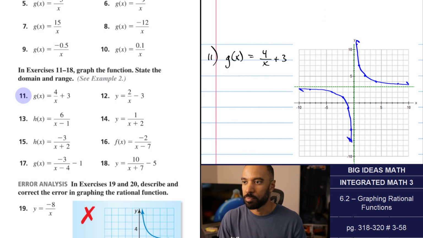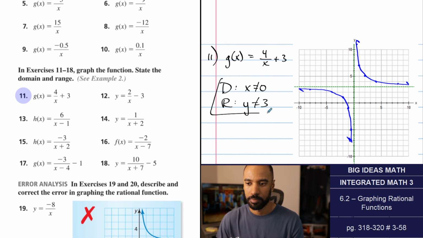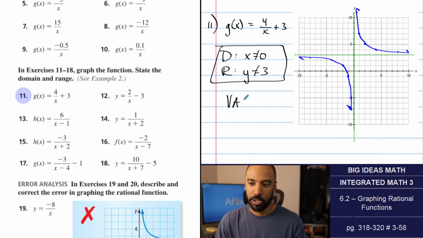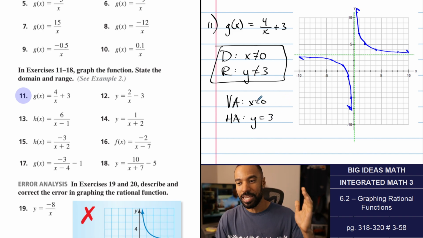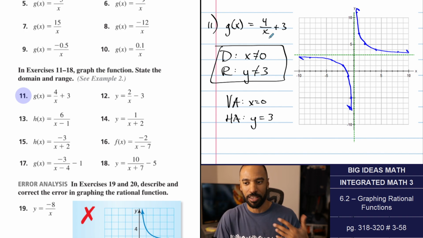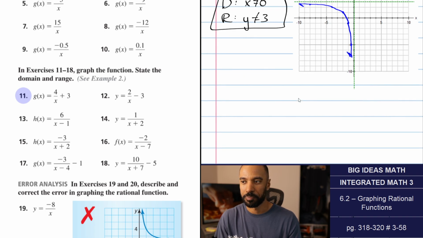And domain and range. Domain, x can't equal 0. Now this is based off the asymptotes as well, but x can't equal 0. Range, y can't equal 3. That's how we're going to state those. In future problems, we might talk about, hey, vertical asymptote is at x equals 0. Horizontal asymptote is at y equals 3. Yes, very true. These are the equations of the lines that we draw, which represent the values we cannot equal. But just make sure that you understand why we state one versus the other.